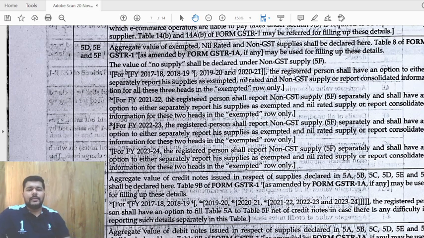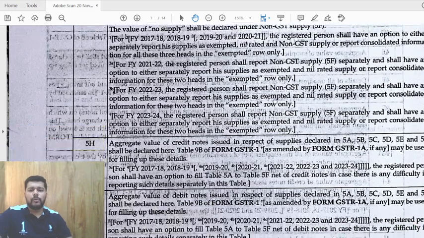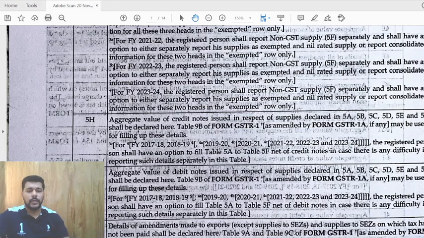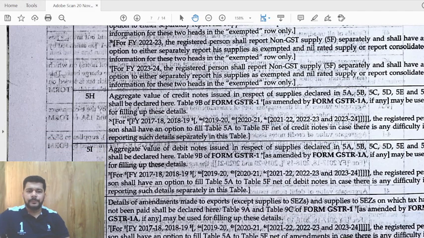Now as I said, the nil rated and non GST supplies में आपको पहले जो segregated ये report करना compulsory नहीं था. Non GST supply and nil supply are to be reported separately. That is what is clear. The aggregate value of credit notes in respect of supplies declared in 5A to F and table 9B of GSTR 1 and 1A may be used for filling up these details.